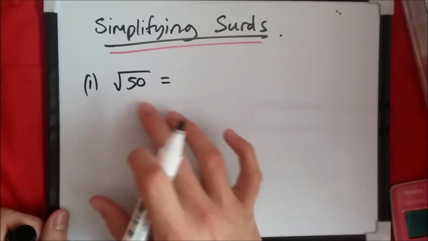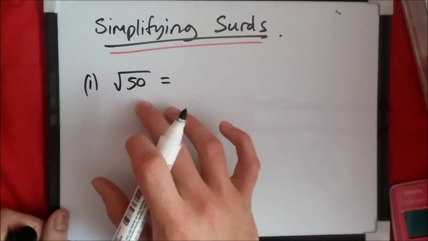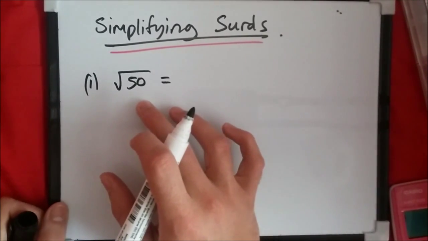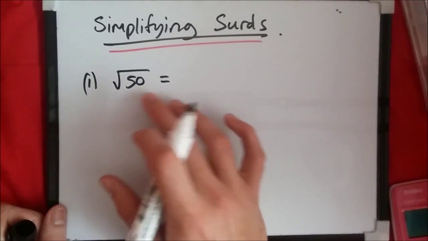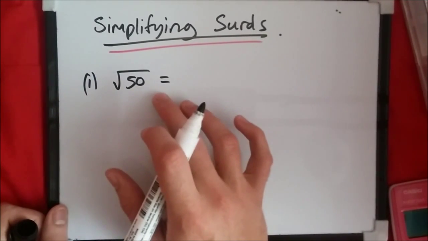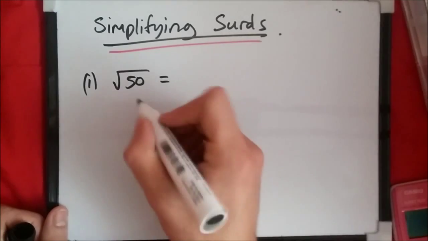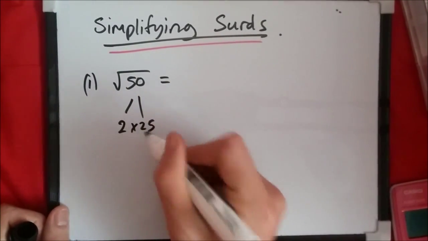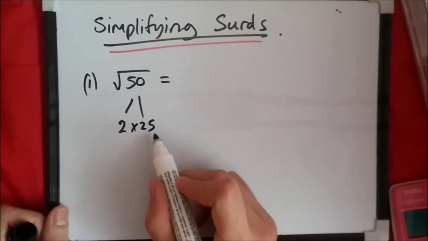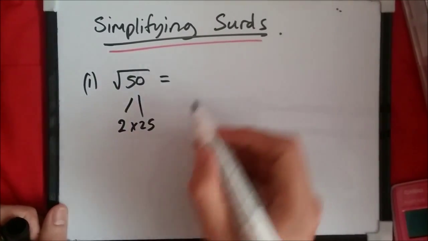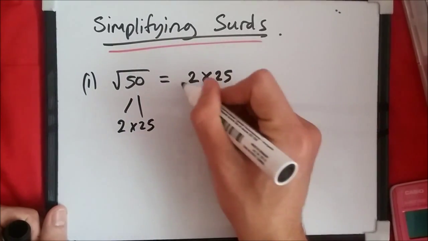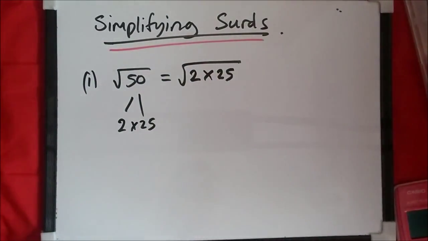The way it works, we have to consider two numbers that multiply to make 50, and at least one of them should be a square number, which is beneficial for simplifying. So we've got 2 times 25, 5 times 10, and so on. But I like 2 times 25, because we know the square root of 25 is 5. This is a square number. So we write the square root of 2 times 25.